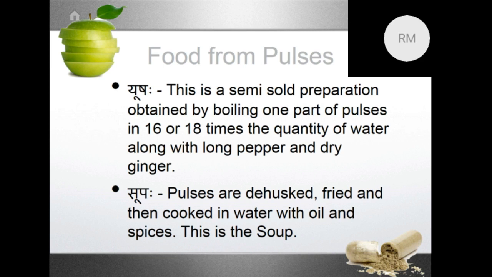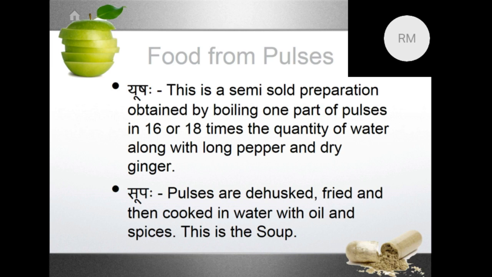One is called Yusha. It's a type of pulse preparation. One part of pulse is boiled in 16 or 18 times the quantity of water along with long pepper and dry ginger. So in Ayurveda you can understand that all the food preparations are fine-tuned by considering the strength of the digestive fire and the ability to absorb. So boiling in water is to enable the bioavailability of the food article and enhance the digestion. We add these spices, long pepper and dry ginger, and this semi-solid preparation is given in the next phase when the digestion has improved to a certain extent.